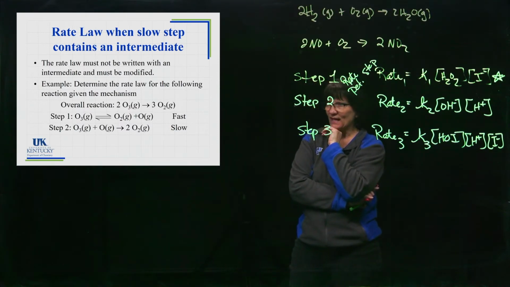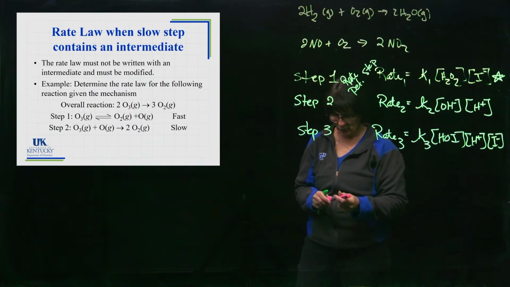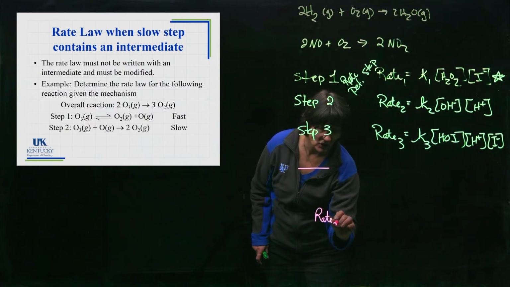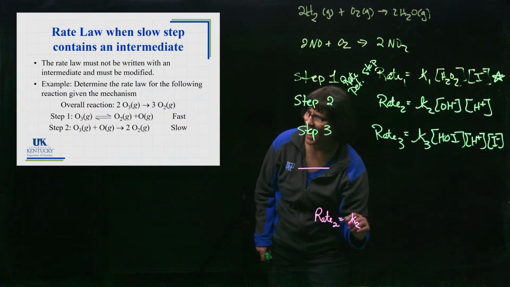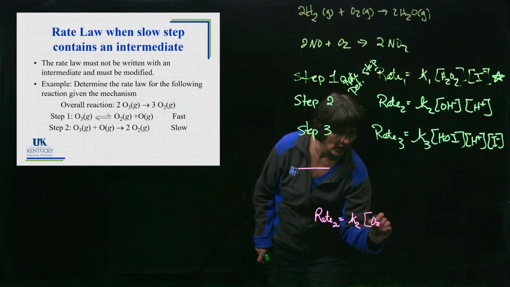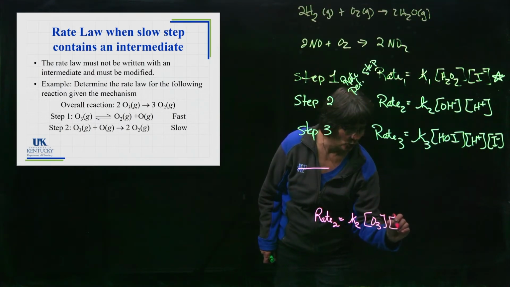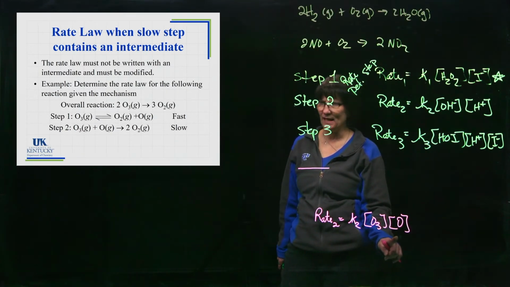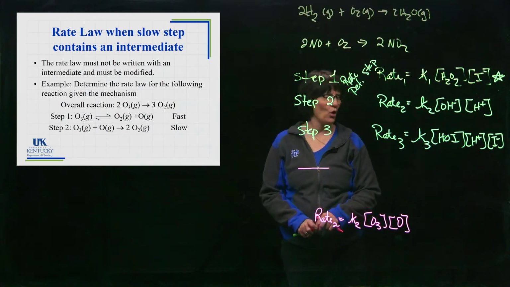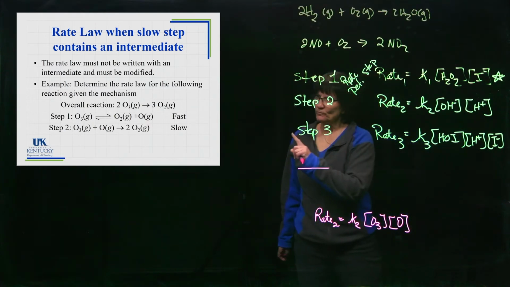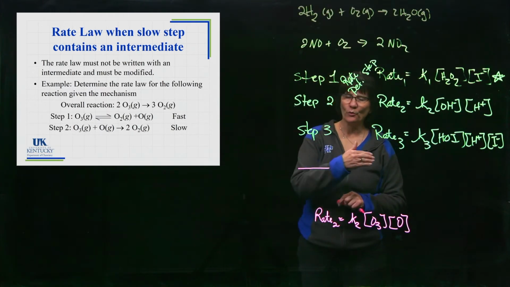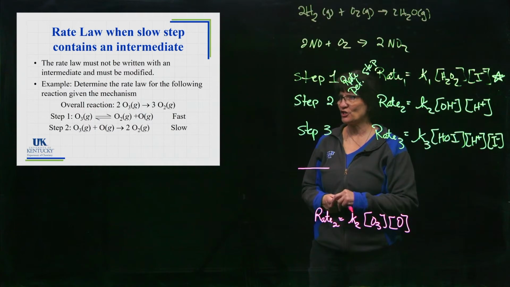I know that the second step of this is my slow step, and if I were to write the rate law of that second reaction, I would have O3 raised to the first power, and I would have O. O is not a reactant. Look at my overall reaction. It is an intermediate, and we never want to leave an intermediate in our rate law. So we go to step 1, which is an equilibrium, and it has a forward reaction and a reverse reaction associated with it.